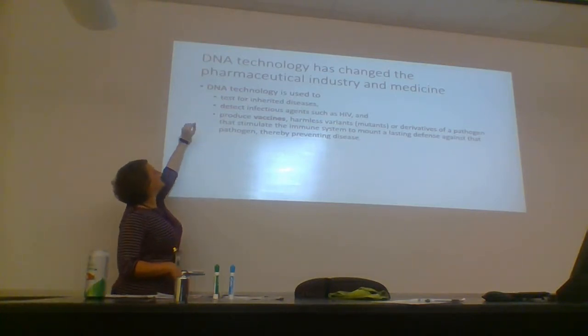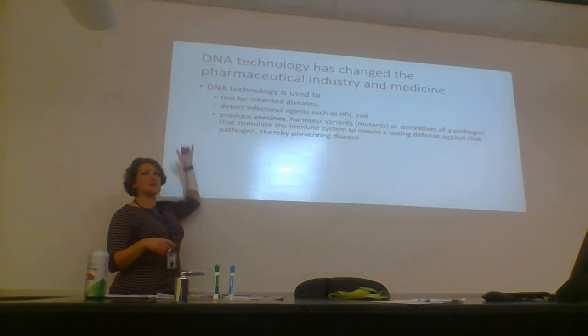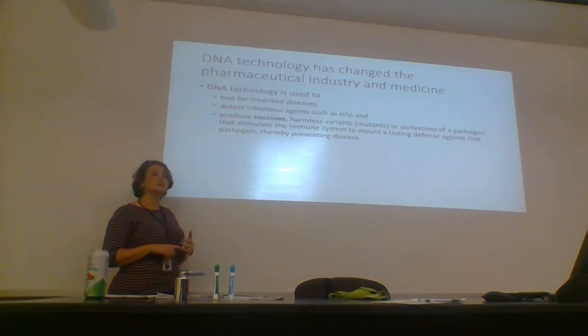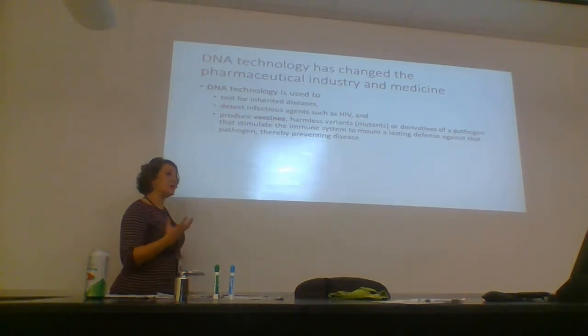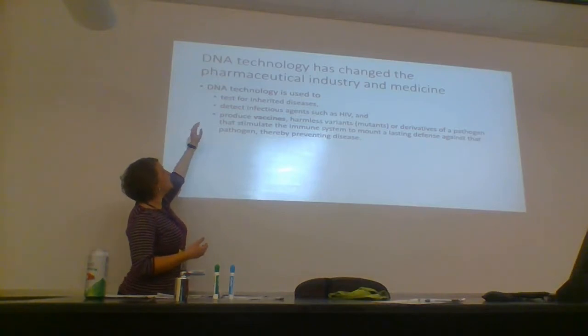So DNA technology is used to test for inherited diseases too. That's another one that we could look for. Some of those inherited diseases are like Huntington's disease. Cystic fibrosis is a big one, looking at lungs filling up and all that kind of stuff. It's inherited, so we can look through it with DNA technology.